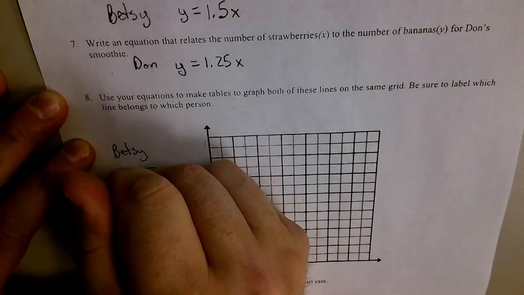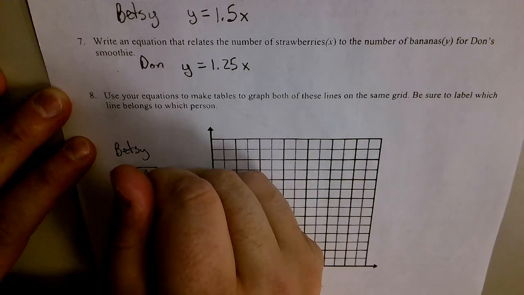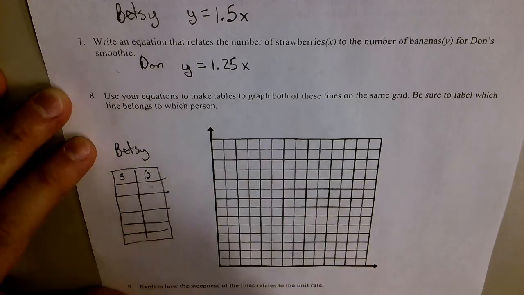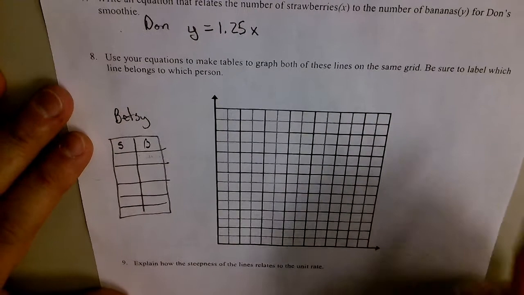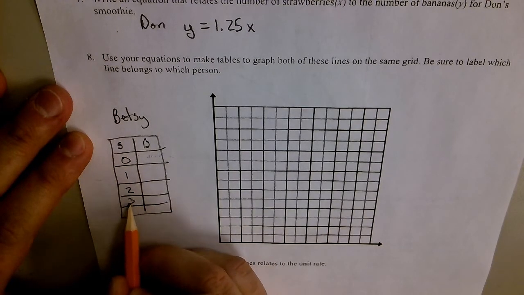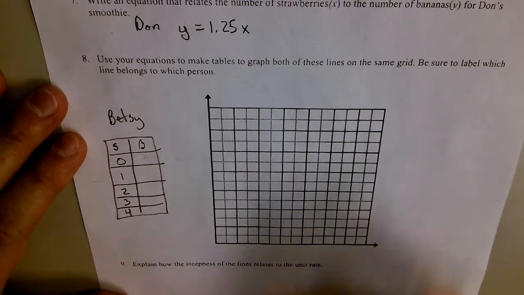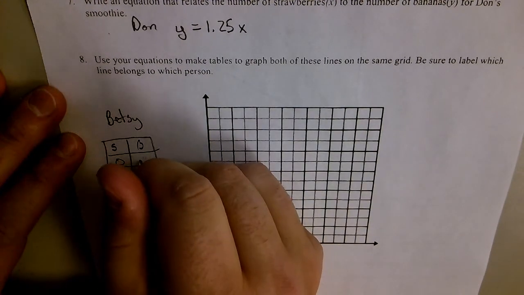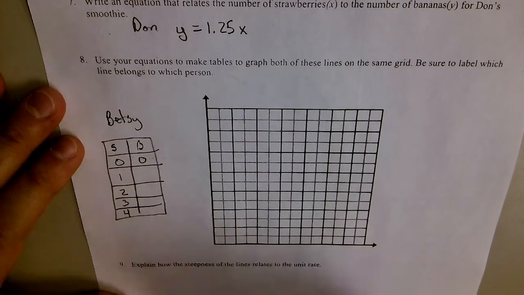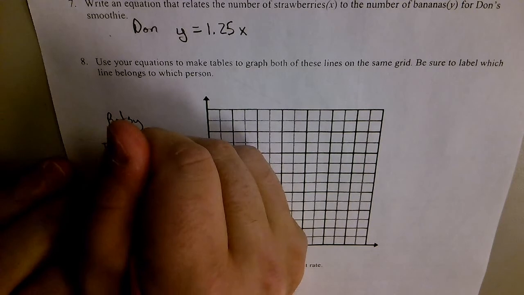We'll say we have bananas over here and strawberries here. So I'm just going to go 0, 1, 2, 3, 4. So if Betsy is making a smoothie, she uses 0 cups of strawberries. She's going to use 0 bananas. This is our X, and this is our Y.